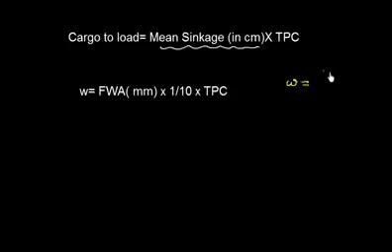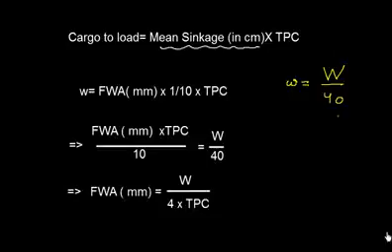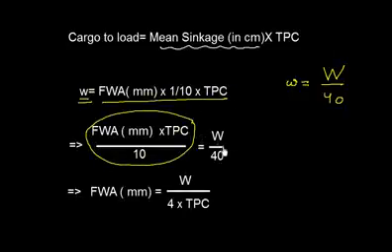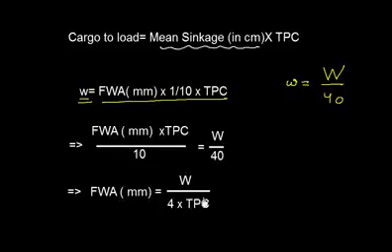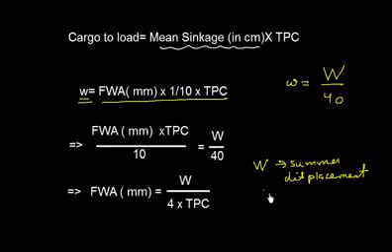However, we have just concluded that small w is equal to capital W divided by 40. So instead of this, I can write like this. This small w is freshwater allowance into TPC divided by 10. I write the full equation like this, is equal to W by 40. So for freshwater allowance, I get the TPC to this side. So freshwater allowance is W divided by 4 into TPC, where W is summer displacement, which means that the vessel is loaded up to the summer load line mark in salt water, and the TPC is tons per centimeter immersion, which is also for salt water.